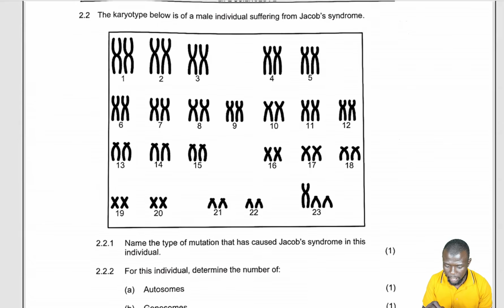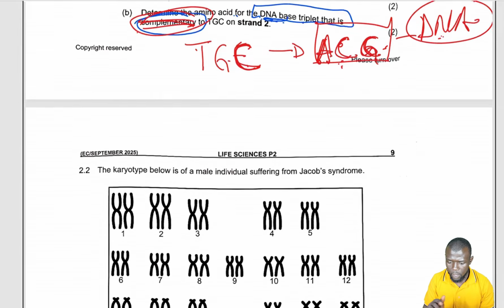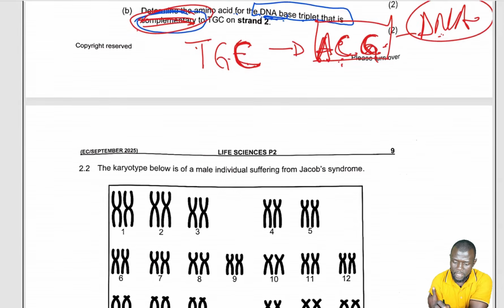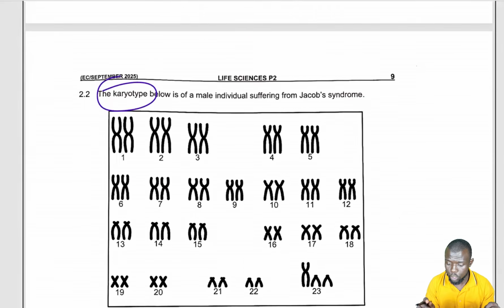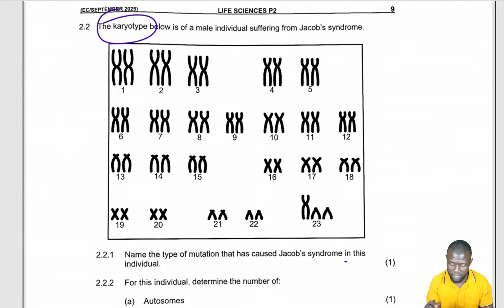Okay, we are saying name the type of mutation that caused Jacobo's syndrome. What is Jacobo's syndrome? Karyotype below. Remember that karyotype is the type of the nucleus. Karyo means nucleus, and type means the type. Which type of nucleus do we have of the male suffering from Jacobo's syndrome? Name the mutation that occurred that caused Jacobo's syndrome in this image. I see here on chromosome number 23.